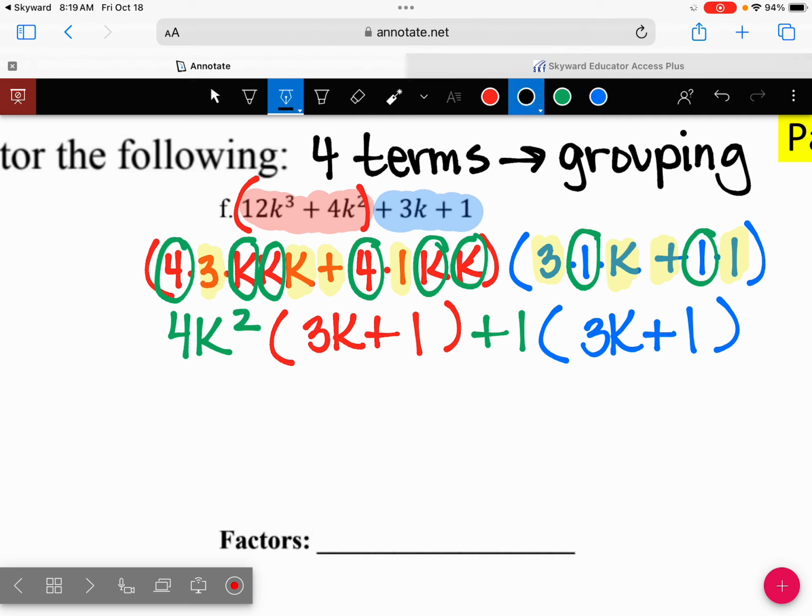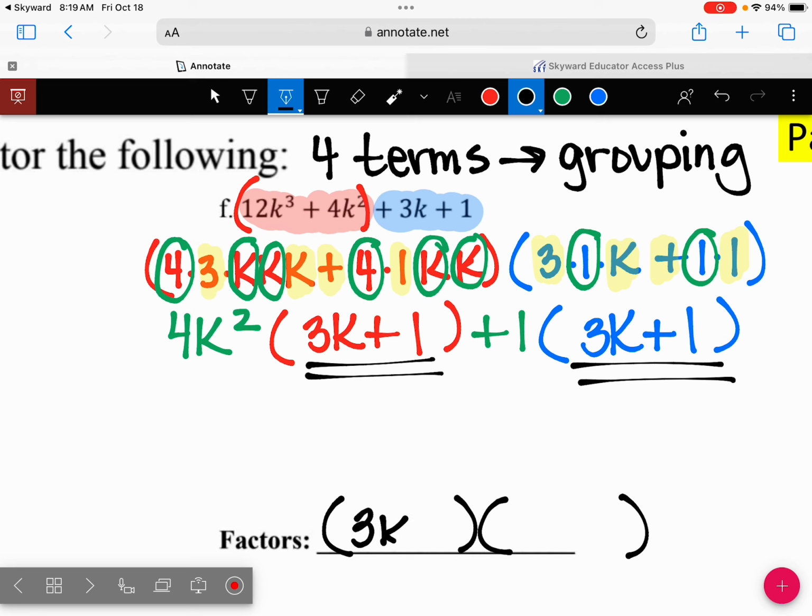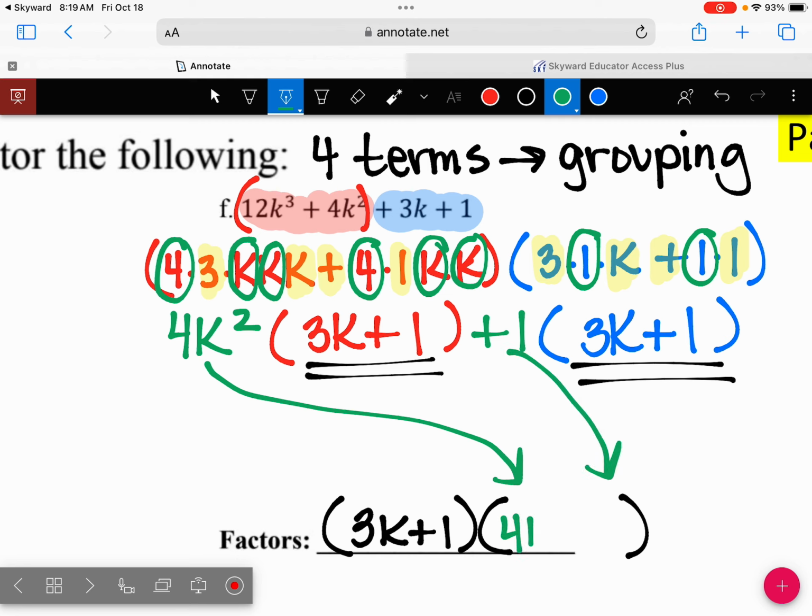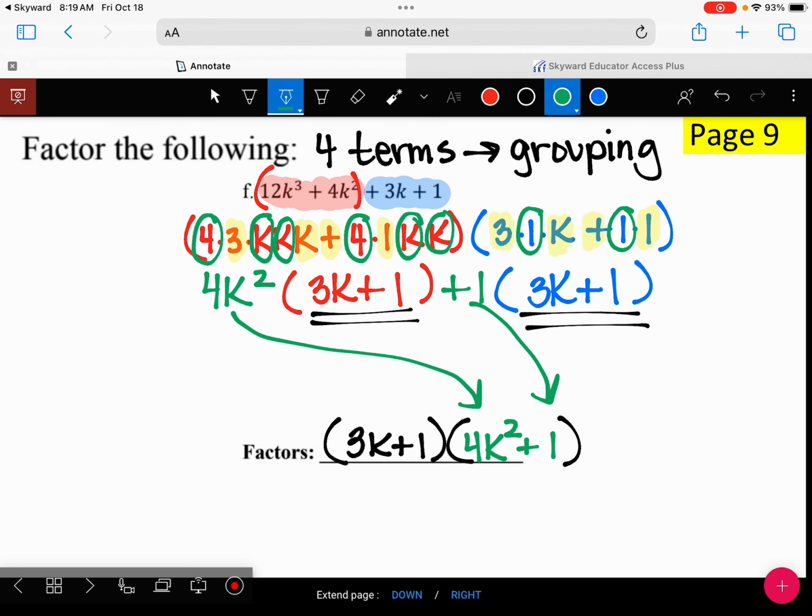So notice that these two are the same. So let's make our 2 parentheses for our factors. The first factor is 3k plus 1. And the second factor is the GCF, which would be 4k squared plus 1. And that would be your factors. Any questions about how we work through this one? This is just reviewing what we talked about yesterday.